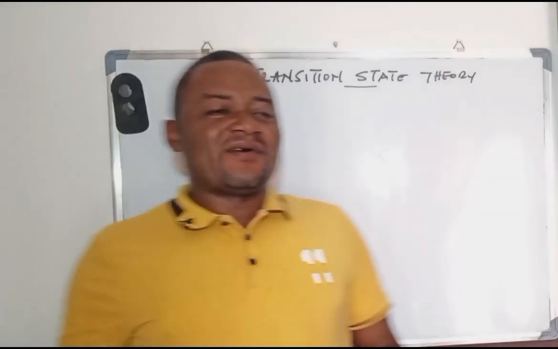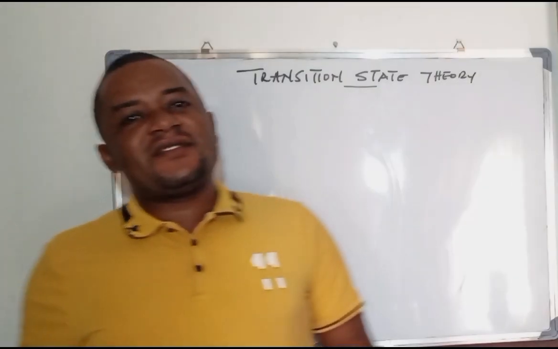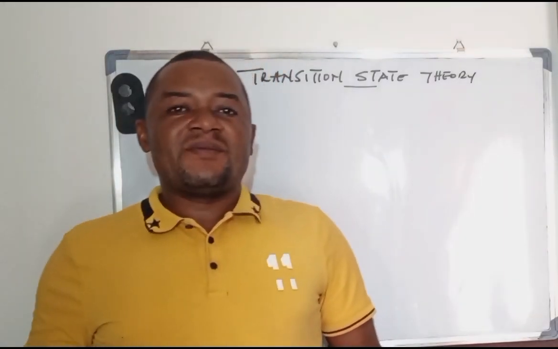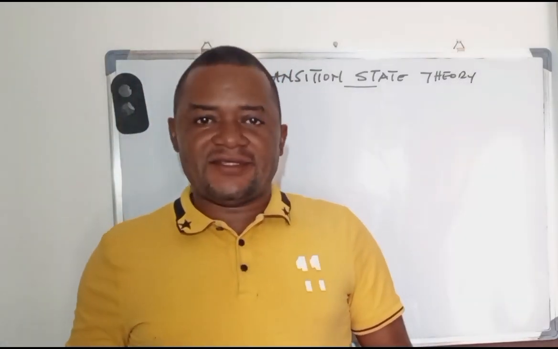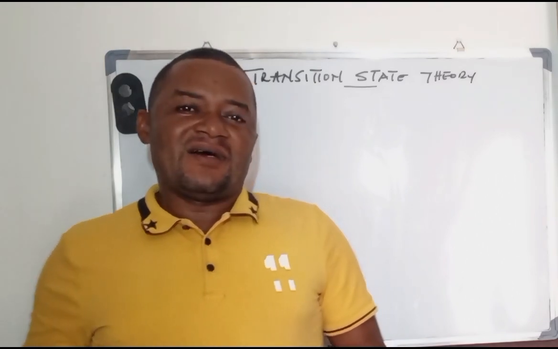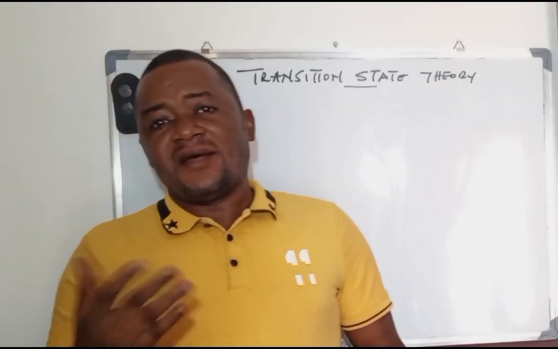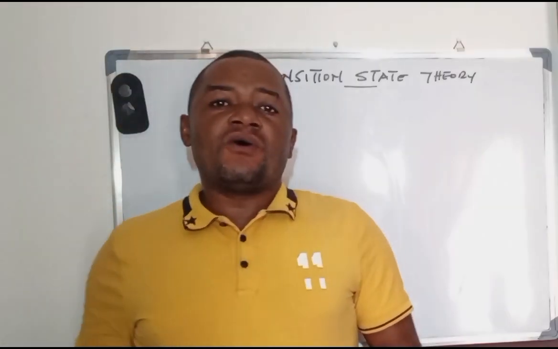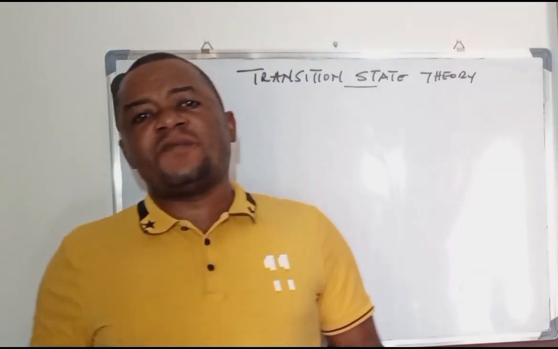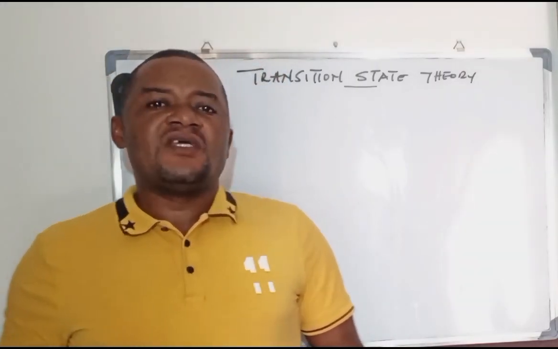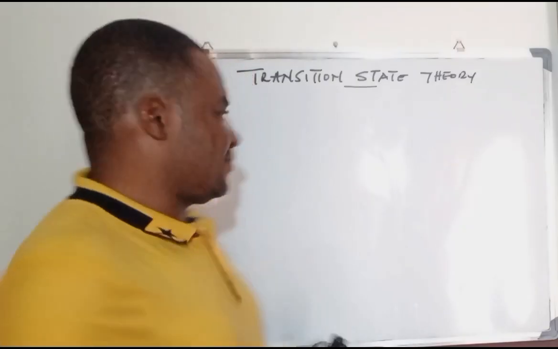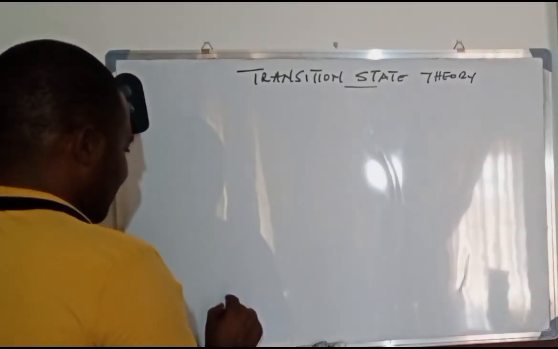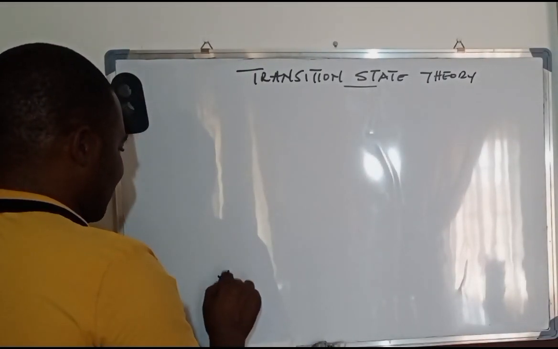Now we are going to discuss transition state theory. It's something that borders on chemical kinetics. You must have heard of chemical kinetics in the course of your lectures. Now, before we go on to talk about that, let us put up a diagram so it can guide us in our discussion. Now, we have an equation like this.